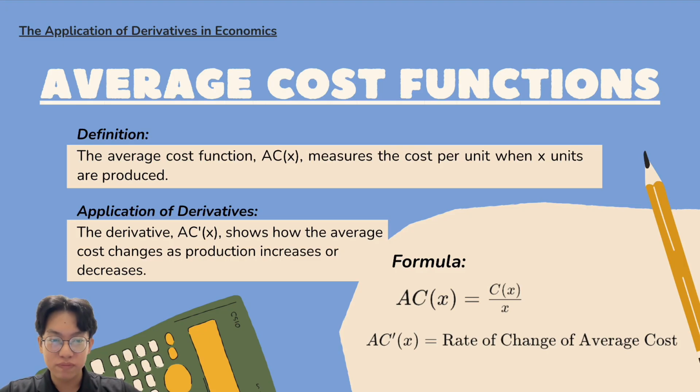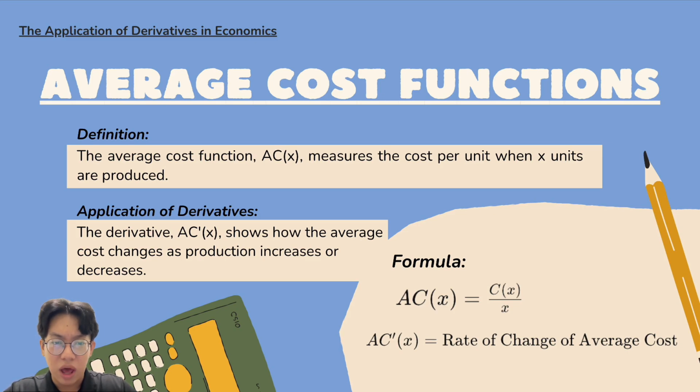The average cost function. This function helps businesses understand their cost efficiency. The average cost function, denoted as AC of X, represents the cost per unit when producing X units of a product. The formula for the average cost function is straightforward, where AC of X equals C of X over X. Here, C of X is the total cost for producing X units. Dividing by X gives the cost per unit.